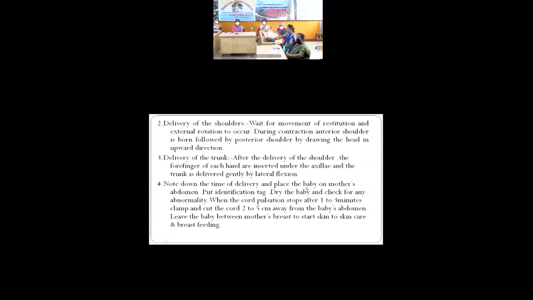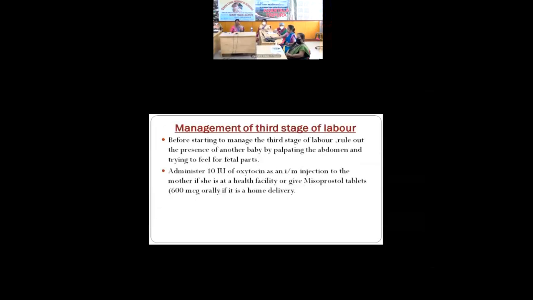Note down the time of delivery and place the baby on the mother's abdomen. Put identification mark, dry the baby, and check for any abnormality. When the cord pulsation stops after 1 to 3 minutes, clamp and cut the cord 2 to 5 centimeters away from the baby's abdomen. Leave the baby between the mother's breasts to start skin to skin care and breastfeeding. Now, management of third stage of labor.